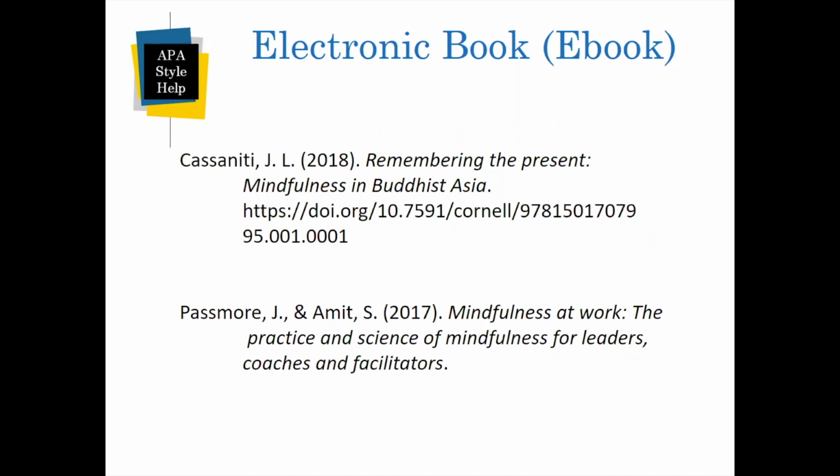And then we have the DOI for the ebook. You will notice that after the DOI, there is no period. We'll see that again when we come to the electronic journals and websites. When you have a URL at the end of your citation, you do not put a period at the end of it. The second example on this slide from Passmore and Amit does not have the DOI. So you'll notice that we have our authors' names, our date, then the title of our ebook, and then we do not include any additional information.